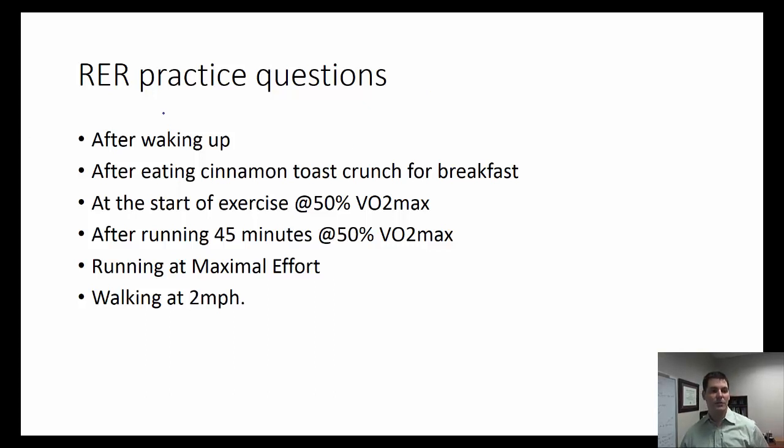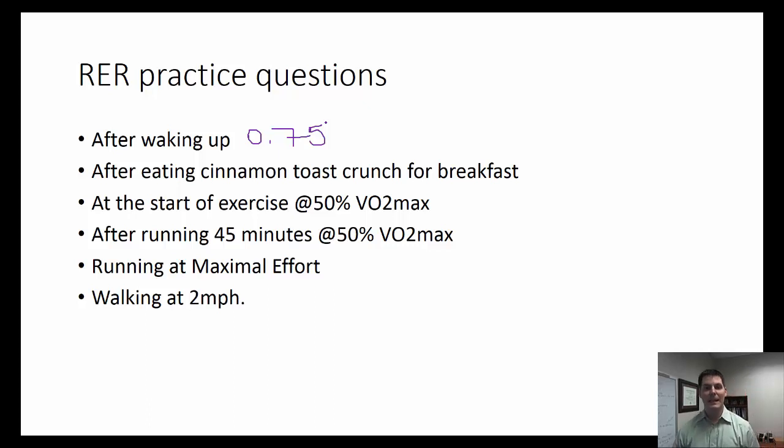So first, after waking up. In this scenario, most people haven't eaten in numerous hours, and so their carbohydrate storages are relatively low, or we're considered in the fasted state. And so most people are using more fats than they are carbs. So after waking up, our RER typically is closer to 0.7, or we'll say 0.75 in this scenario, because we're lower on liver glycogen, and therefore we must use fats instead.